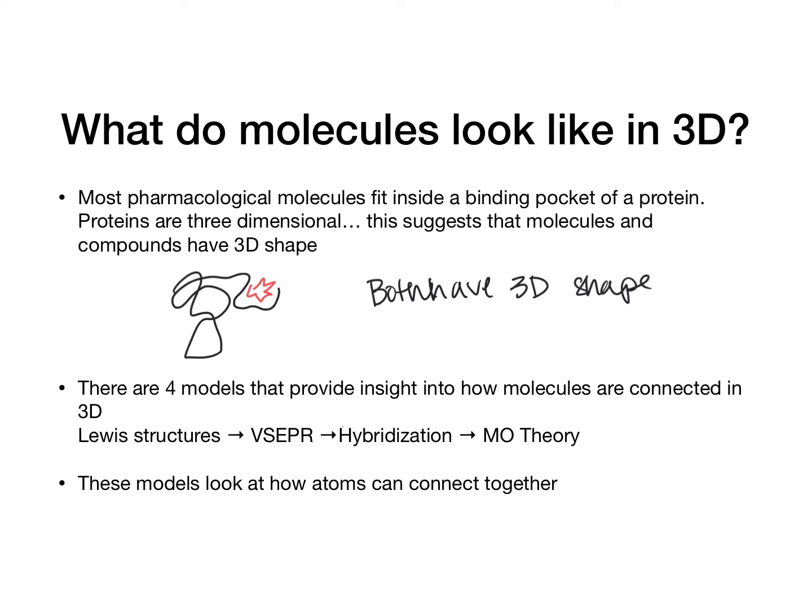So over the next several videos in group 10 and group 11, we're going to look at 4 models that provide insight into how molecules are connected. We're going to start with Lewis structures, then go to VSEPR, then we'll talk about hybridization and MO theory. Essentially, each of these models can only go so far. At some point, it begins to collapse. When it starts to collapse, a new model was developed, and we will look at each of these independently.